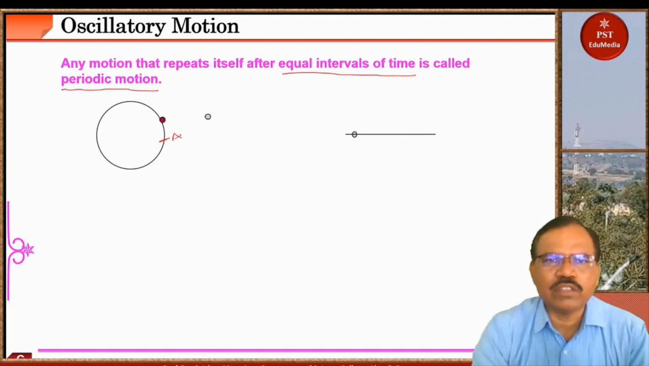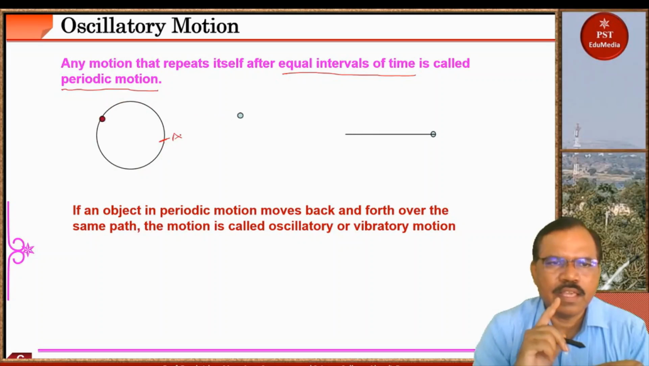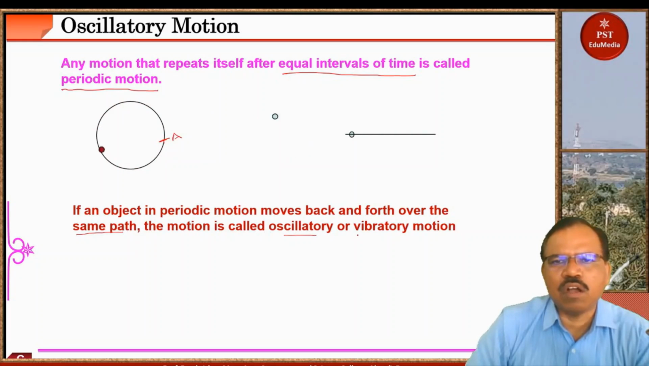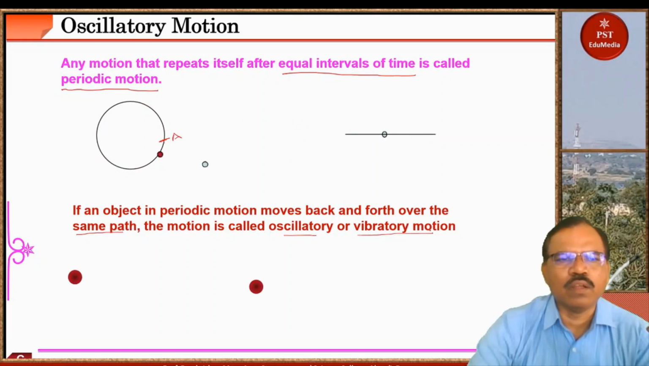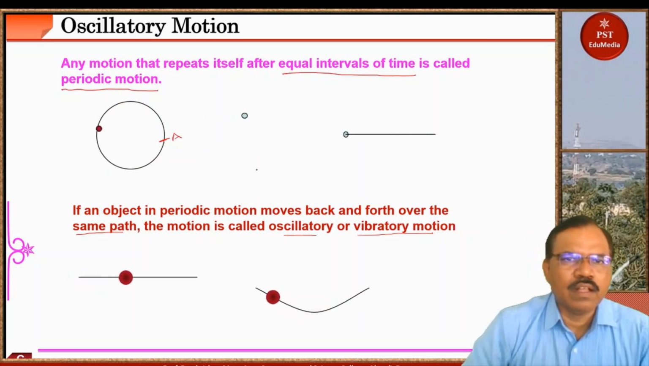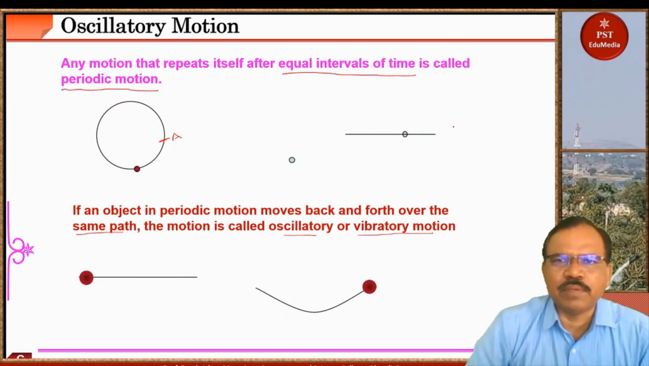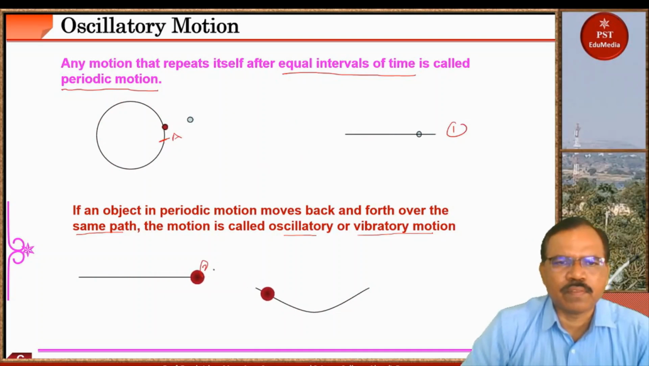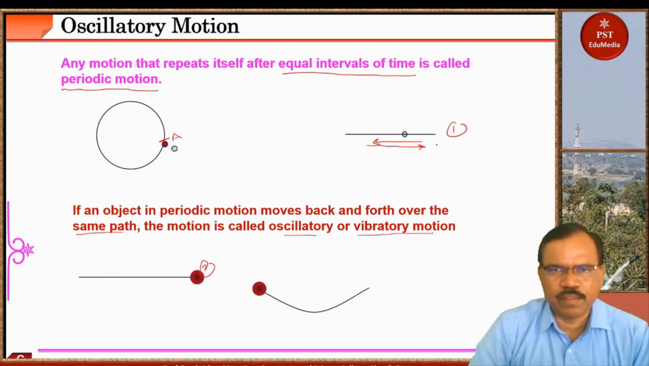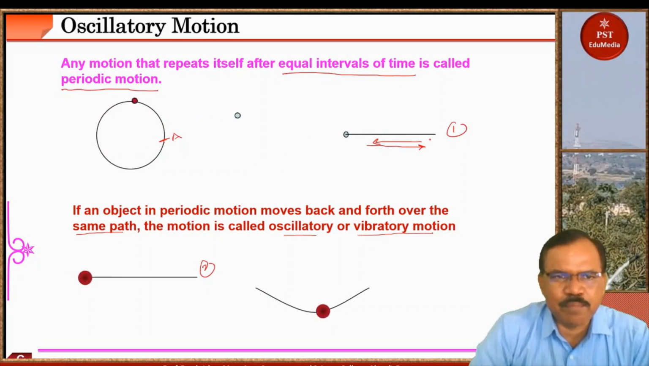Then what is an oscillatory motion? If an object in periodic motion moves back and forth over the same path, the motion is called oscillatory motion or vibratory motion. Now here we have some examples. If we see this first example, the particle is moving along this direction as well as along this direction. So it is to and fro motion, back and forth motion along the same path.